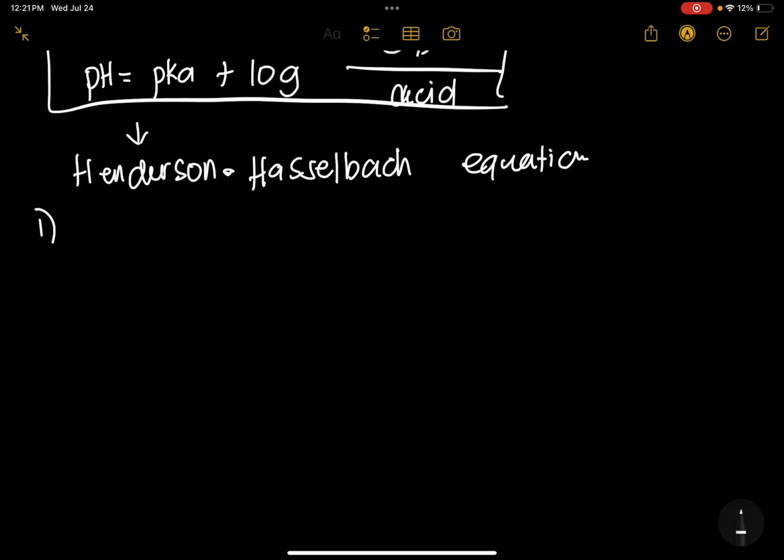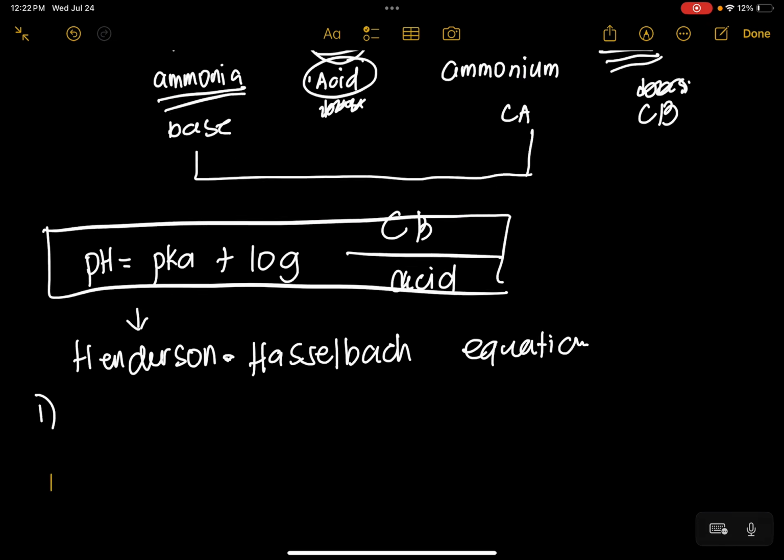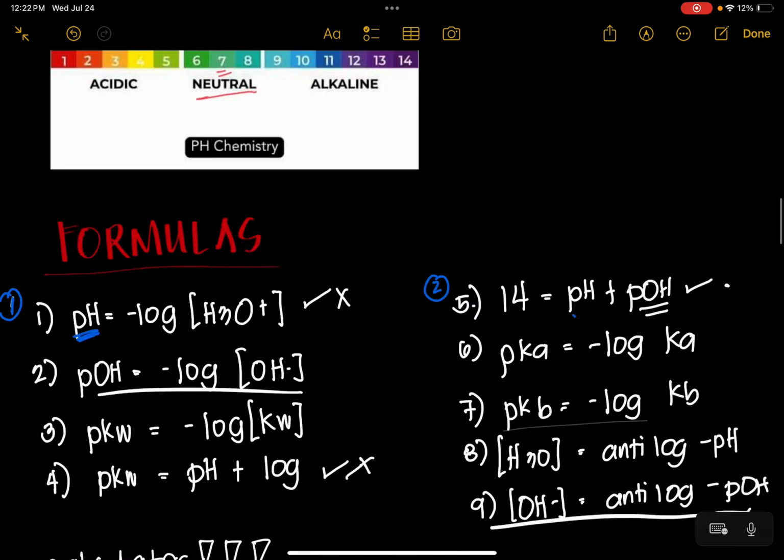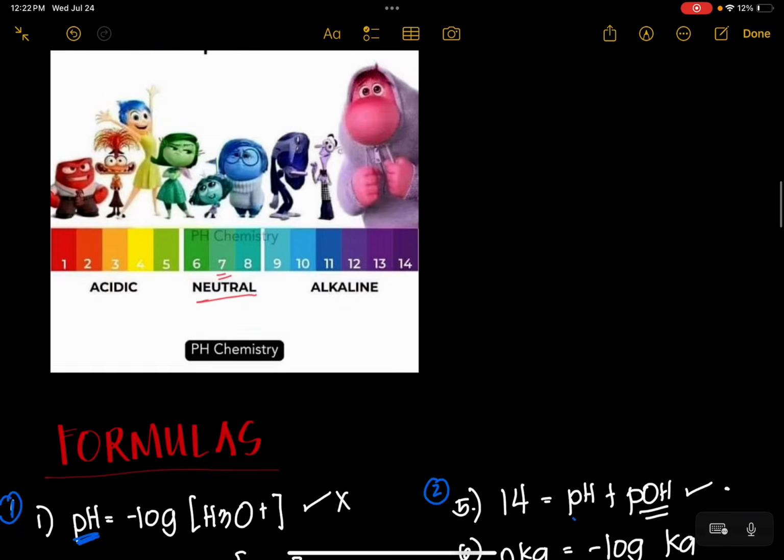Number 1, we have: what is the pH of the mixture? I will quiz this soon, the sample problems. Okay? For now, that's it. Thank you.